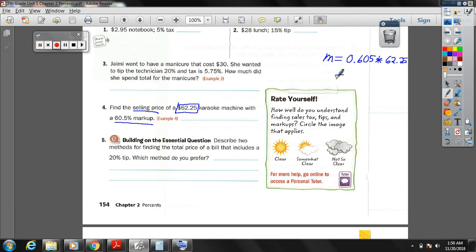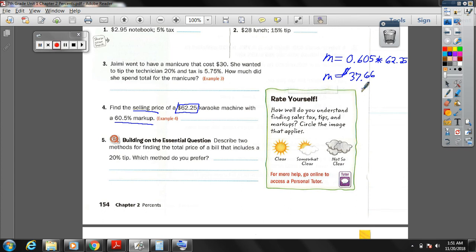When we multiply those, we find that the markup is approximately, we have to round to the nearest cent, $37.66. We round it to the nearest penny. Money will always have 2 decimal places after the decimal. It will never go beyond. So the markup cost is $37.66. We now need to find the selling price.